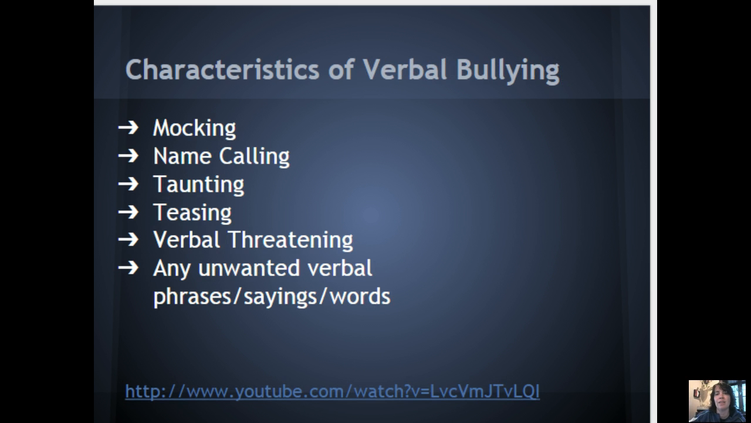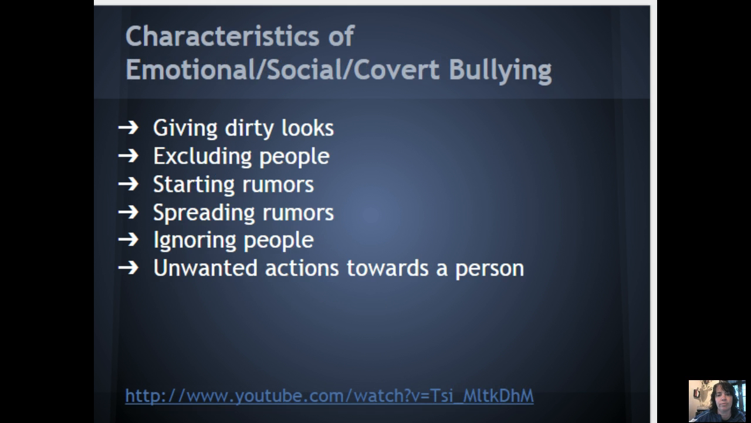The next one is verbal bullying. And this is going to be anytime somebody says something mean, hurtful, maybe uses derogatory names or sort of a teasing or a taunting. Essentially, they're saying things that are going to make that person feel bad.